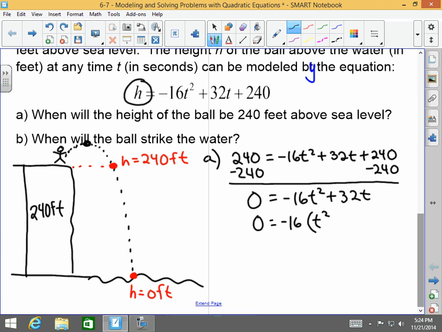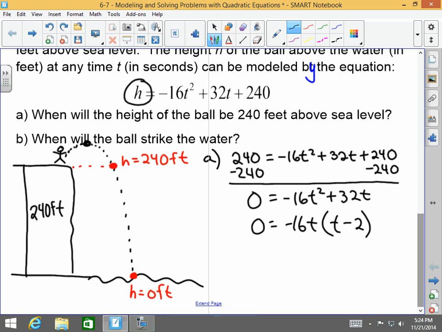t squared. I'm sorry, yeah, t squared. No, pay attention, Mr. Morrow. Factor out a negative 16t. Sorry. And that's going to leave me with t minus 2.